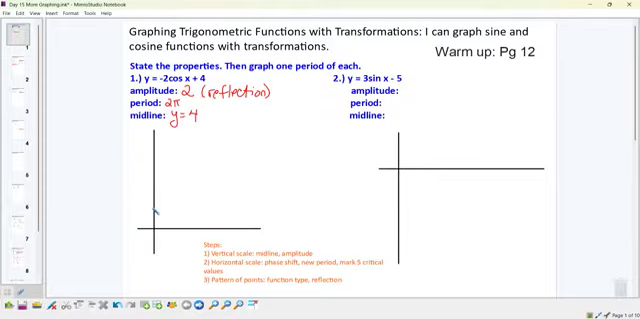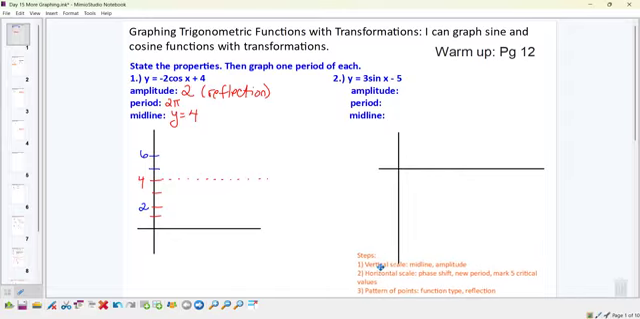So the vertical scale, we start with the midline. And then we count the amplitude 2 up from the midline to 6 and 2 down to 2. And now we need the horizontal scale. And since there's no period change, we're going to use our quadrantals and our 5 critical values.